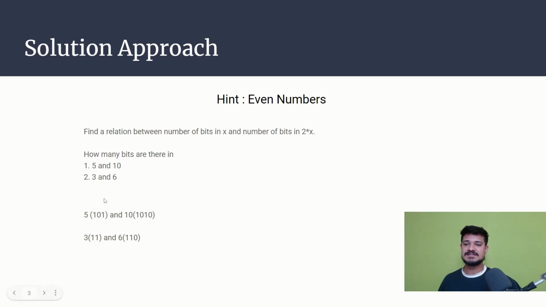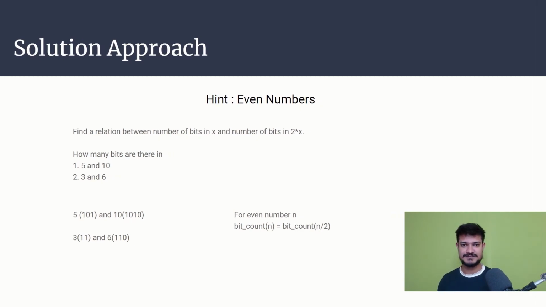That's why if X has, let's say, M number of set bits, 2X will have M number of set bits also. Okay, so number of set bits in N is equal to number of set bits in N by 2, given the fact that N is an even number. So we have found the solution for even numbers. What about the odd numbers?